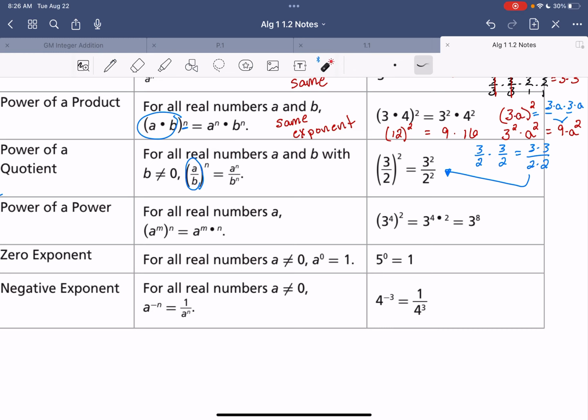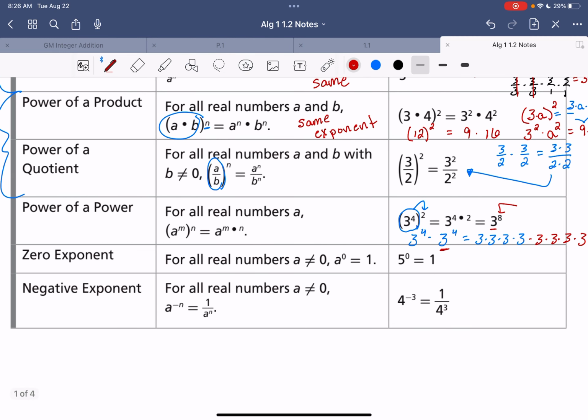Because here I have 3 to the 4th to the 2nd. So that means I'm taking what's inside here and taking it to the 2nd power. So that means I need to write it twice. 3 to the 4th times 3 to the 4th. Well, 3 to the 4th is 3 times 3 times, so I can write it out 4 times. And then the second 3 to the 4th would be 1, 2, 3, 4. So really, I'm multiplying 3 8 times. Okay.